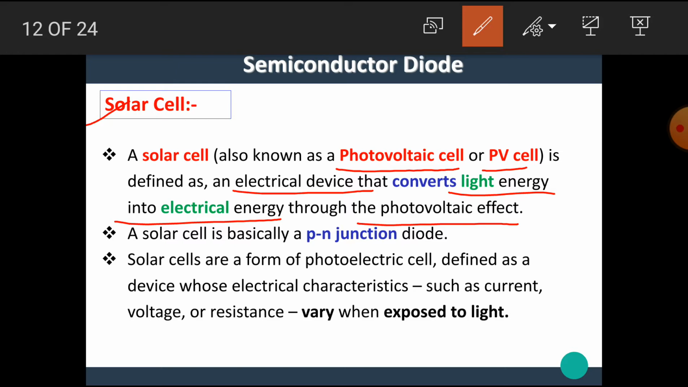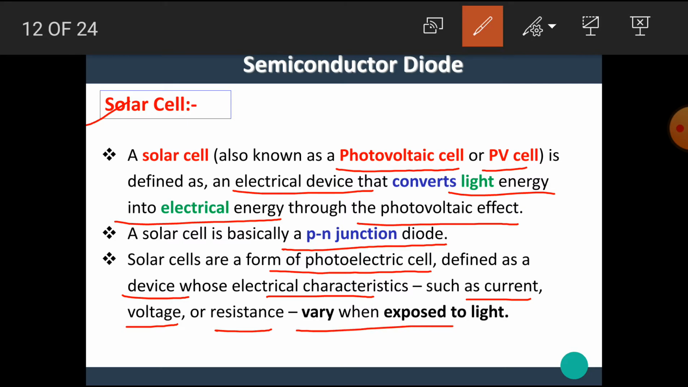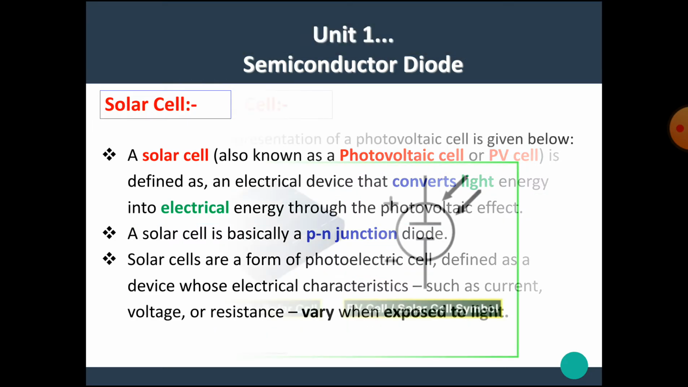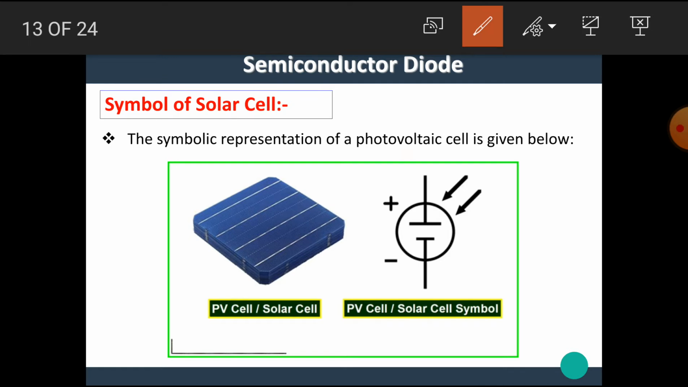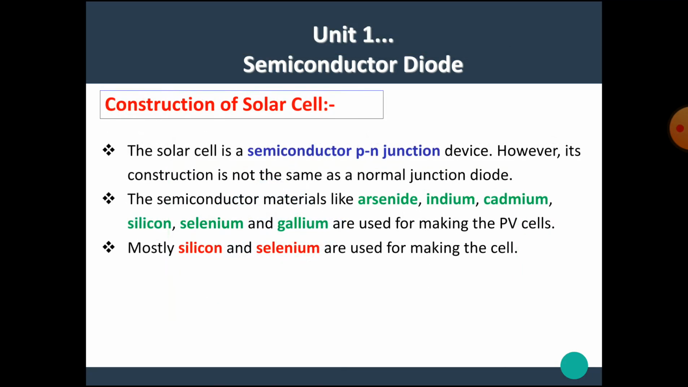A solar cell is basically a PN junction diode. Solar cells are a form of photoelectric cell, defined as a device whose electrical characteristics such as current, voltage, or resistance vary when they are exposed to light. This is the symbol of the solar cell. Here the arrow represents that the light is striking at the junction. This is the actual solar cell which is available on the solar panels.